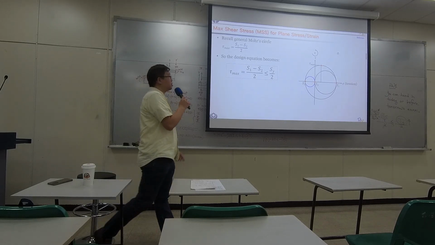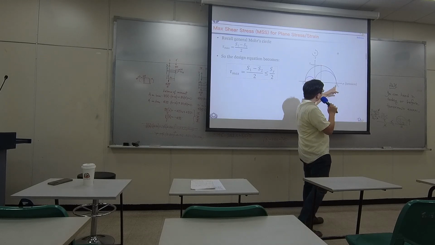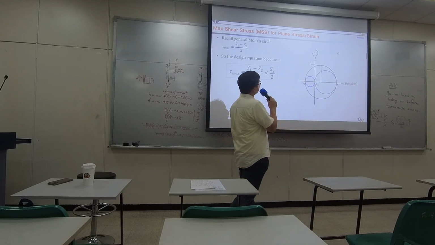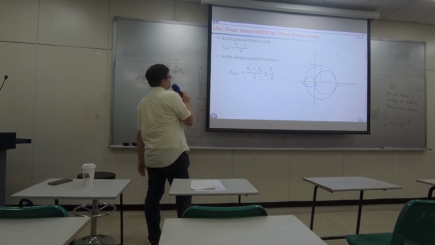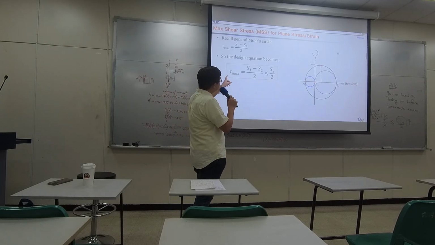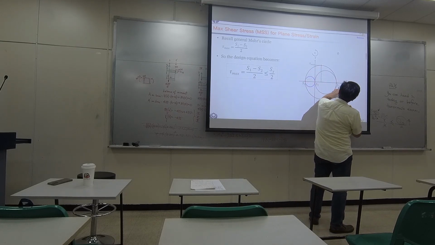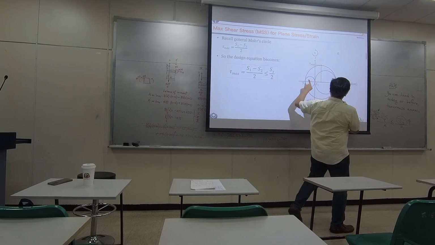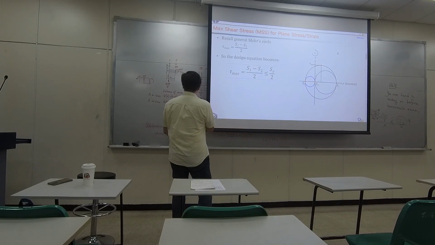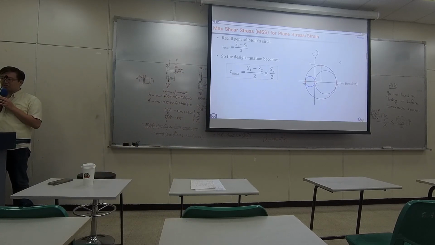So usually, in some of the problems, we are dealing with S1 and S2, and S3 is 0. This is the most usual plane stress problem, okay? So in this particular case, the maximum shear stress equals the radius right here, so it's going to be S1 minus S2 divided by 2. So this will be the first design equation that we use. But there are some other situations.